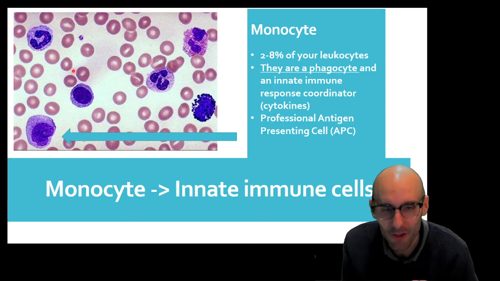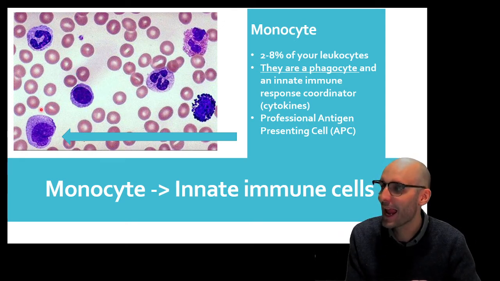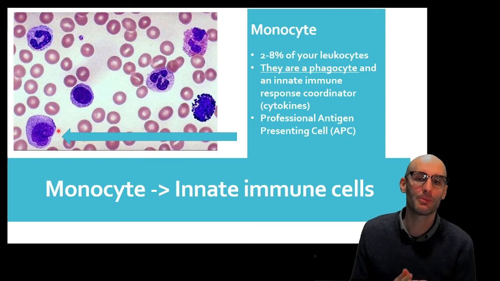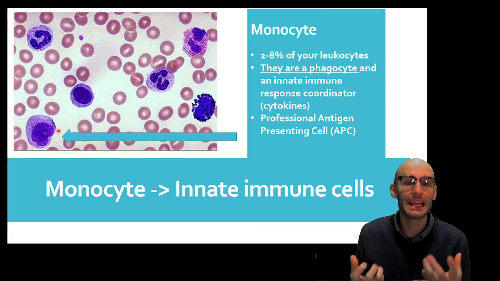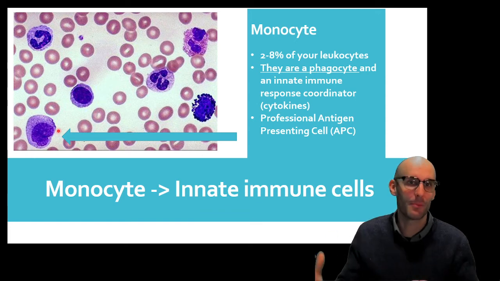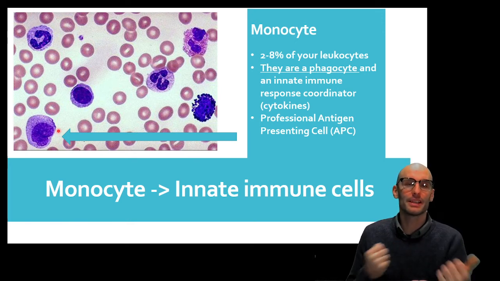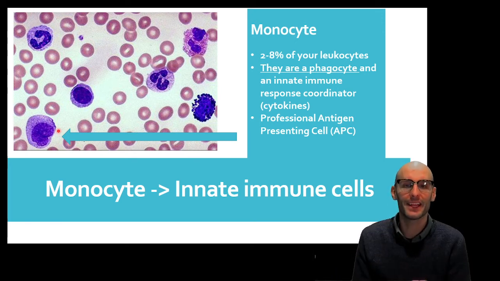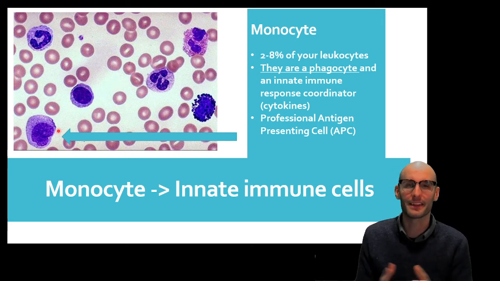Now, we've got another funky cell in here. This is another innate immune cell, and it's called the monocyte, and it is massive, right? It's 2.8% of your leukocytes. They are phagocytes, so they're a big eater. They go in and they eat up the bacteria or fungus to try and destroy it. But they are also really important in coordinating the immune response. And to do that, they use these signaling molecules called cytokines, as well as other signaling molecules.